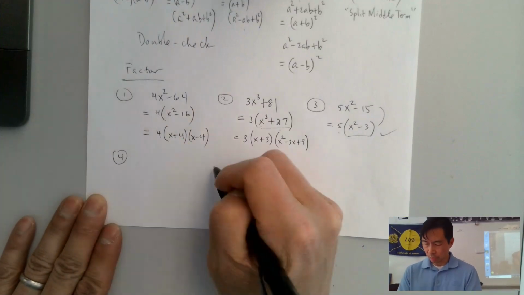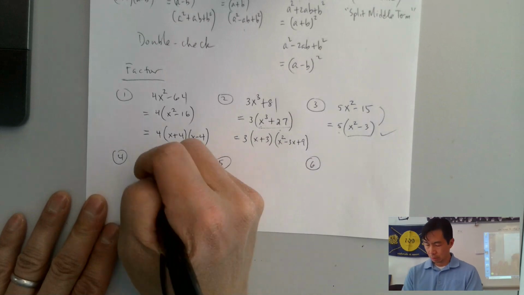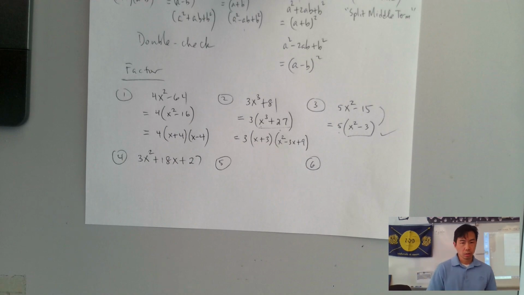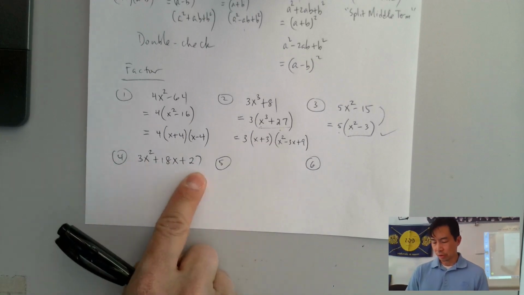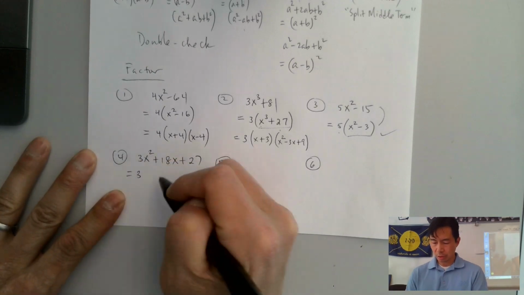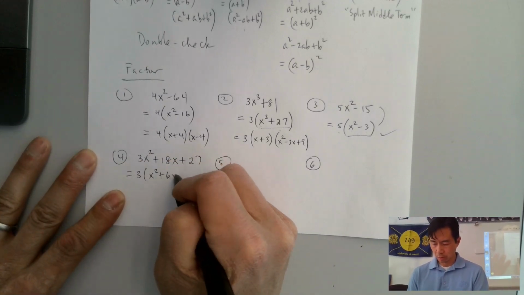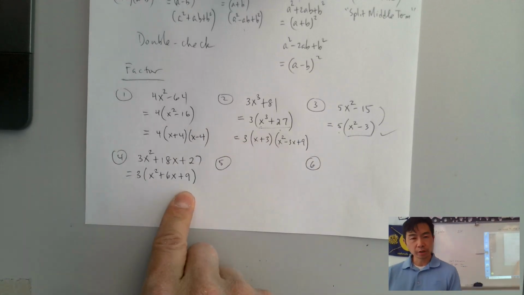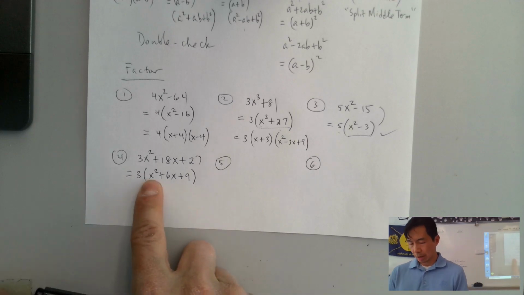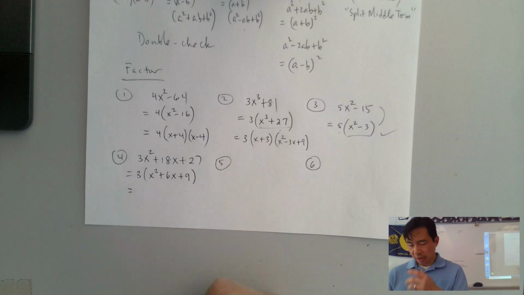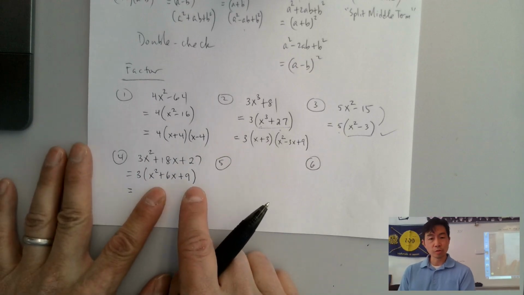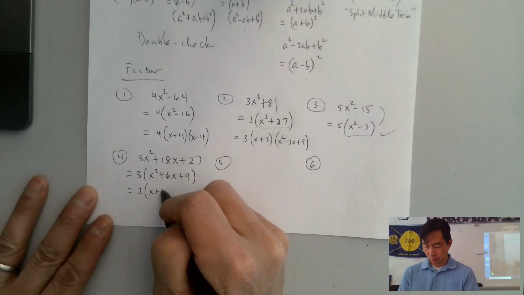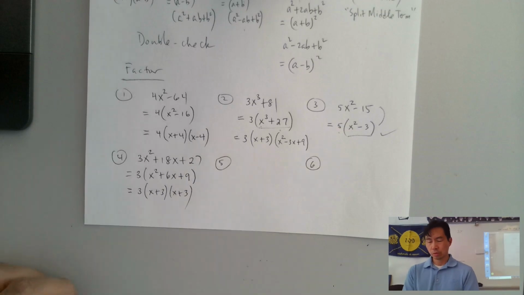Okay, let's try some trinomials now. I look at my three terms for GCF and I see a GCF of 3. Take it out. Okay, leftover is a trinomial. If I play the game, I'll notice that the winners are 3 and 3. So I can skip to 3 times x plus 3, x plus 3.